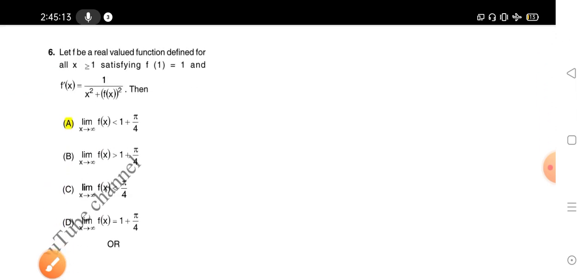Let f be a real valued function defined for all x greater than or equal to 1 satisfying f of 1 equal to 1. Then f dash of x equal to 1 upon x square plus f of x square.